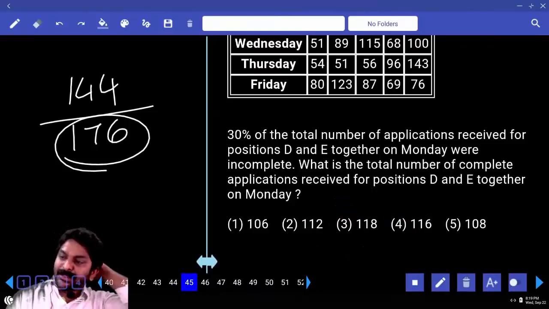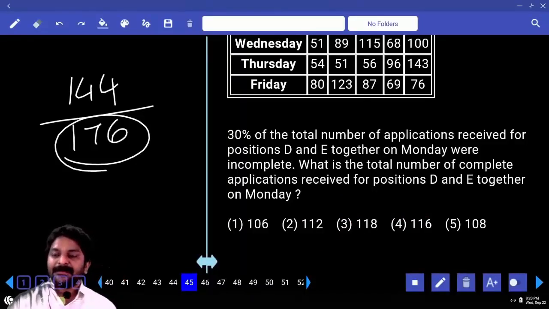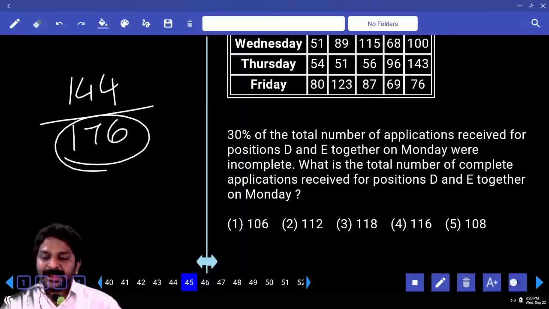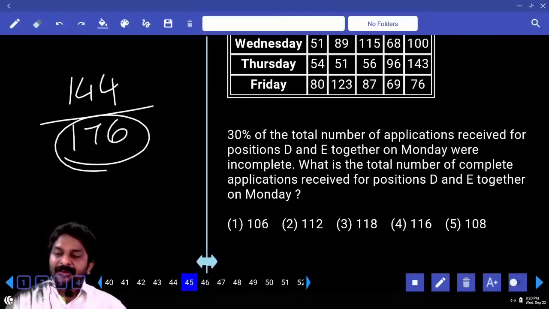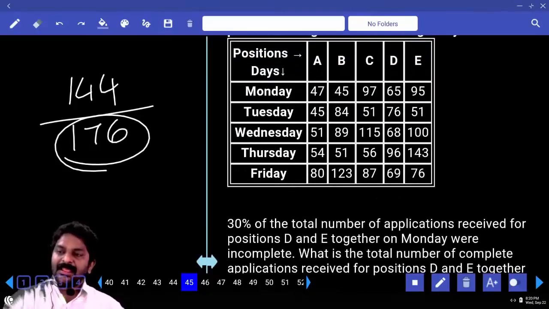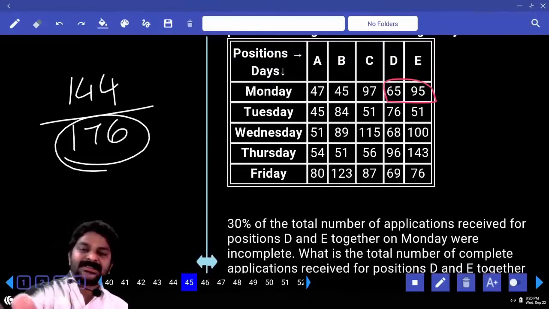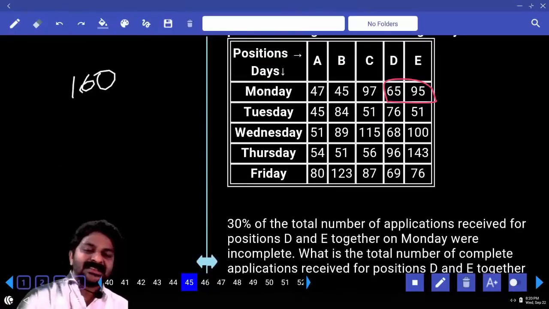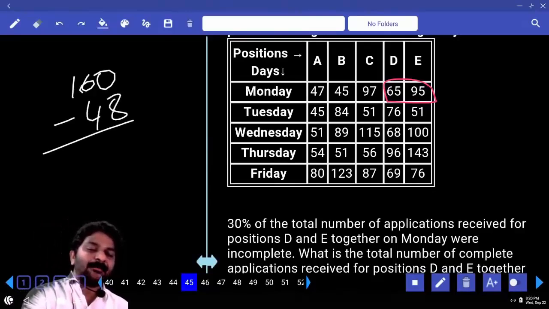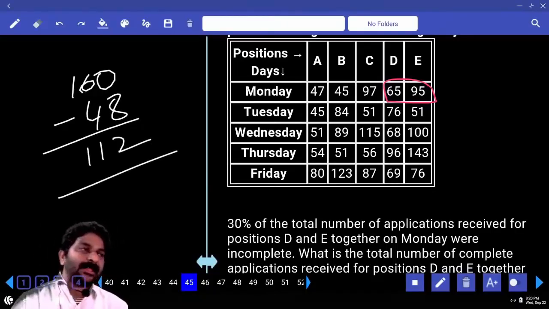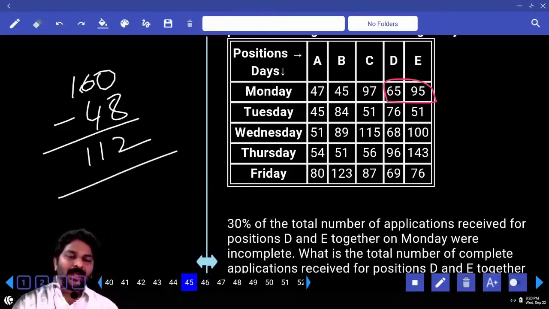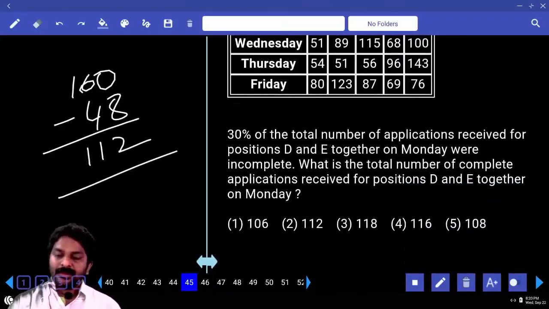30% of the number of applications received for positions D, E together on Monday were incomplete. What is the total number of complete applications received for positions D and E together? D, E together on Monday. D and E together on Monday. How much percentage? 160. Out of them 30%, that is 48, are incomplete. Then completed applications are 112. Second option.